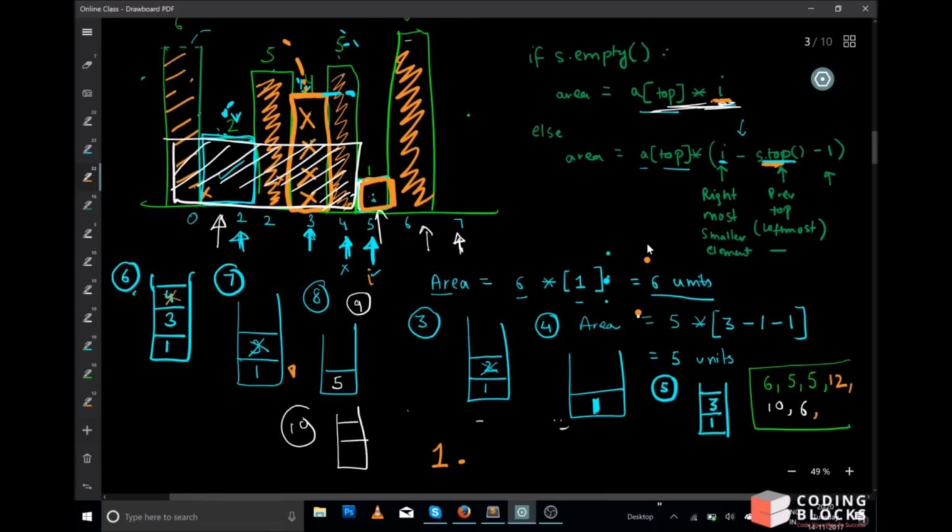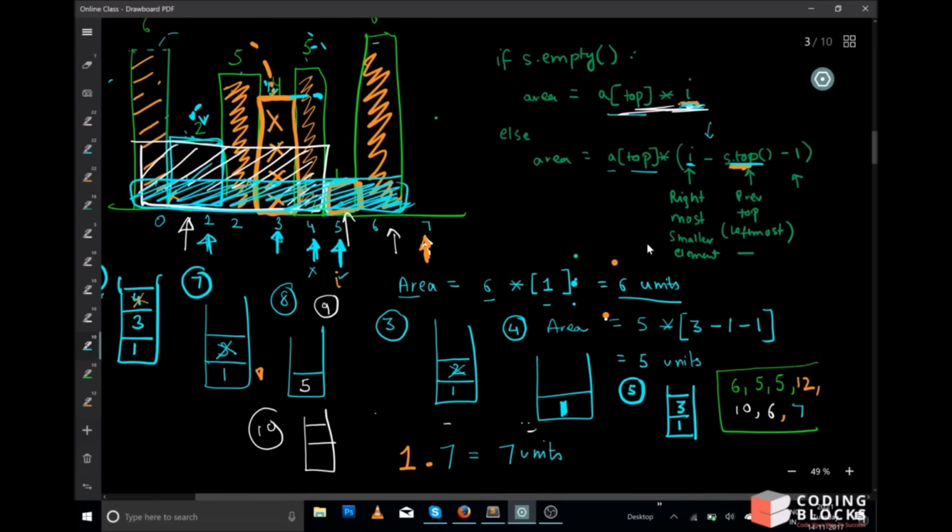So into I is nothing but, I is here 7, right? So since this was the minimum height bar and this was the only bar present, I can consider the entire array in its area, right? So to find out the area, I can use this entire array and I know the width of this array is nothing but 7, which is the same as the value of I. So 1 into 7 is 7 units. So the area we can make is 7 units, right?